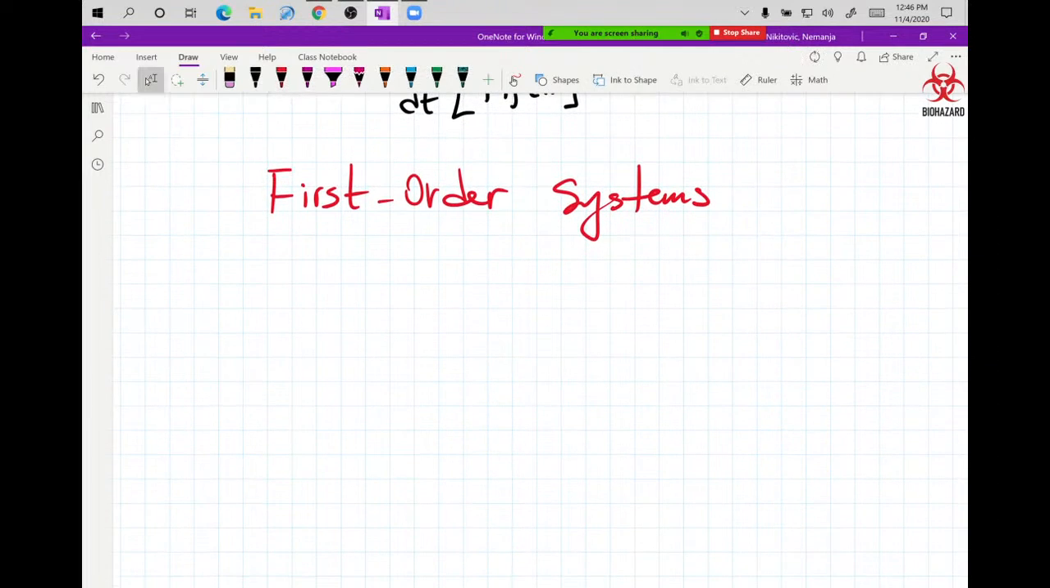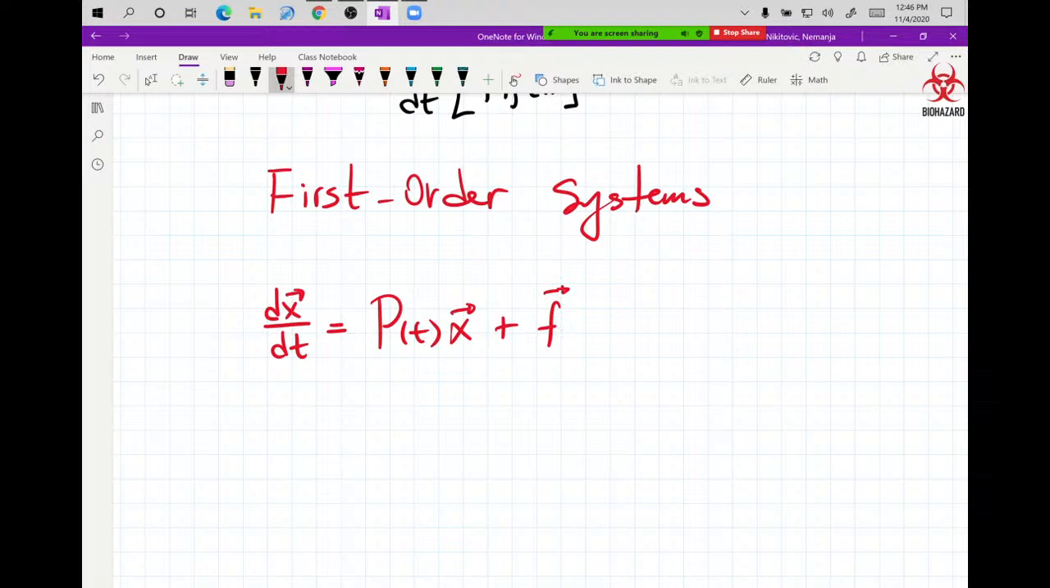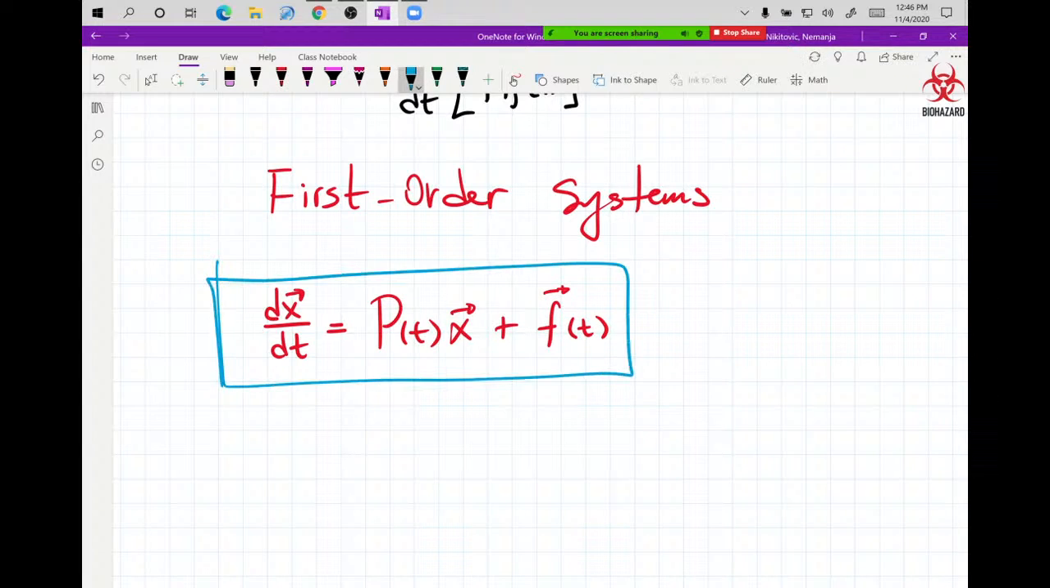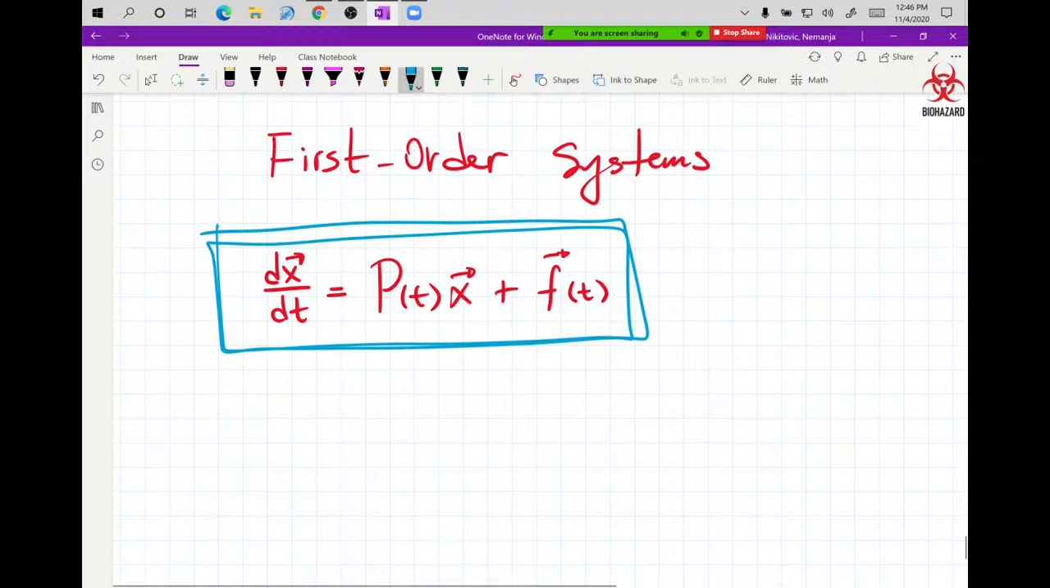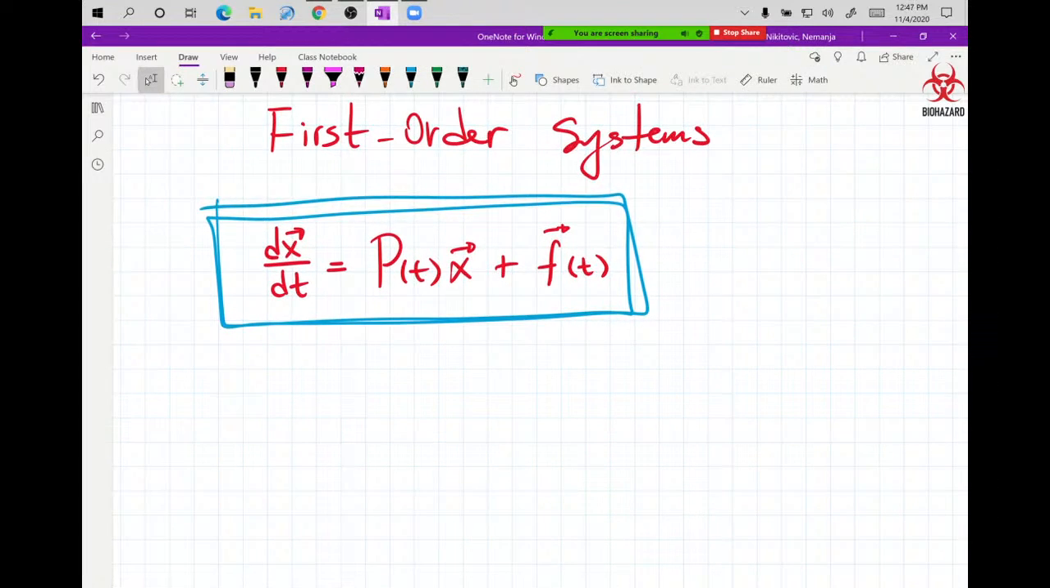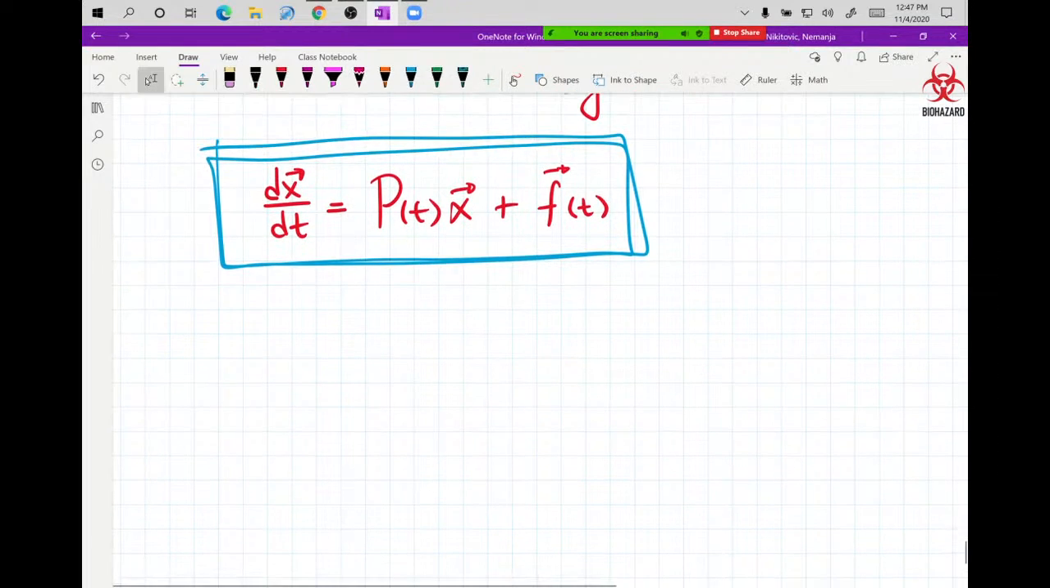And you might not recognize it right away, but dx/dt is equal to P(t) times x plus f(t). There's your system. Now you say, I don't know if it looks like a system. And I just say, well, let's just write an example down and see.